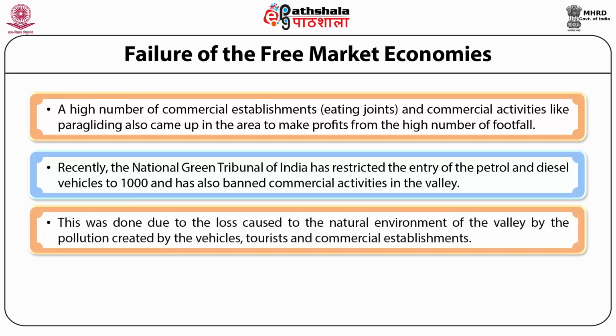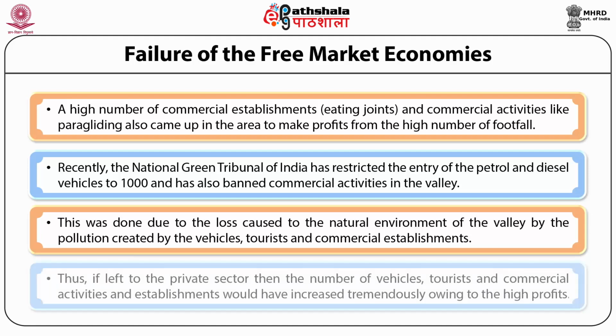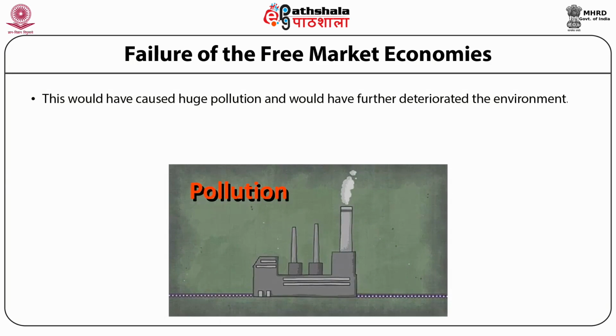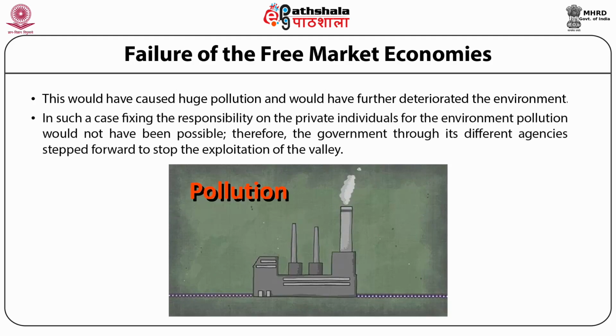This was done due to the loss caused to the natural environment of the valley by the pollution created by the vehicles, tourists, and commercial establishments. Thus, if left to the private sector, the number of vehicles, tourists, and commercial activities and establishments would have increased tremendously owing to the high profits. This would have caused huge pollution and would have further deteriorated the environment. In such a case, fixing the responsibility on the private individuals for the environmental pollution would not have been possible. Therefore, the government, through its different agencies, stepped forward to stop the exploitation of the valley.